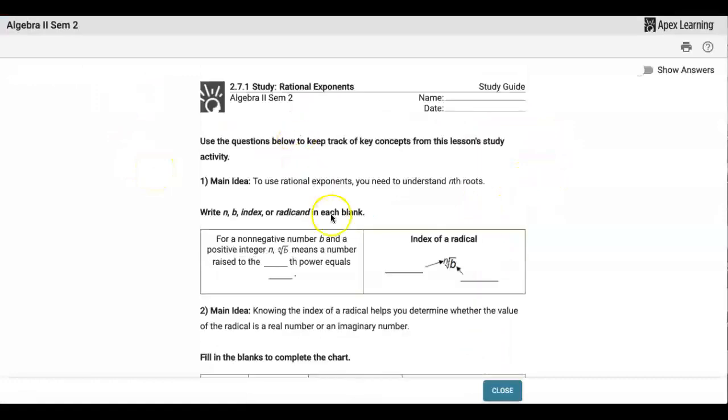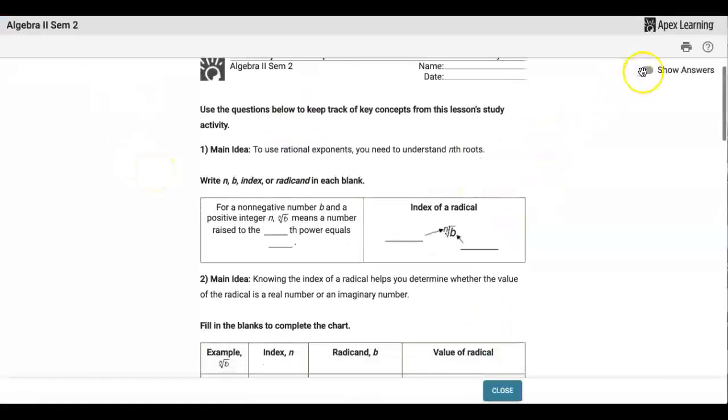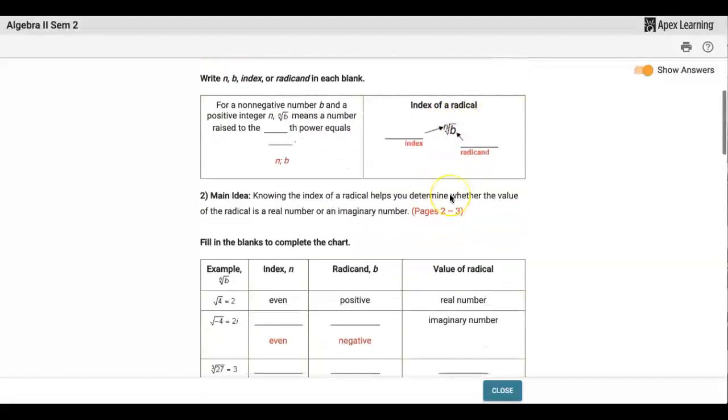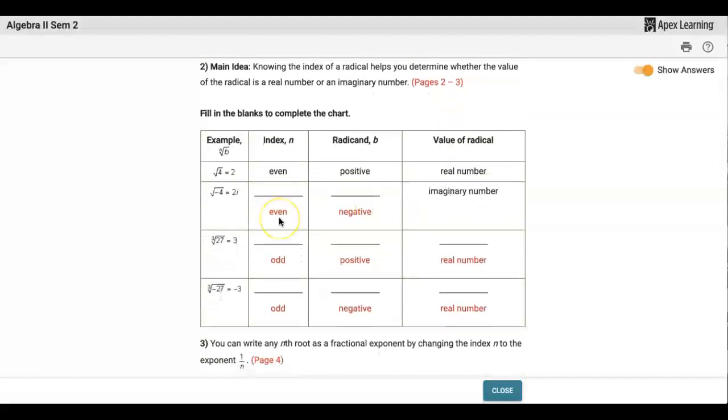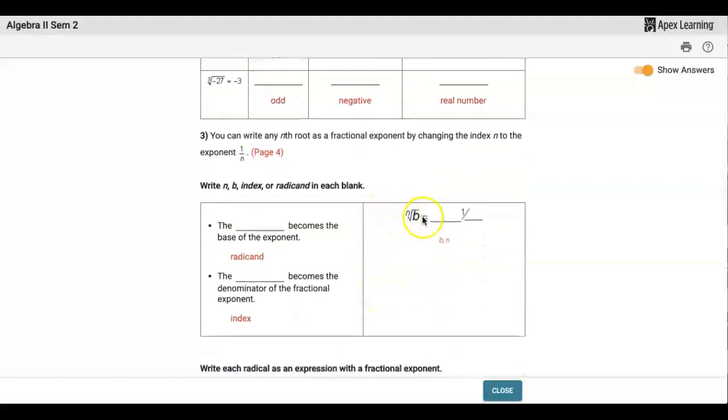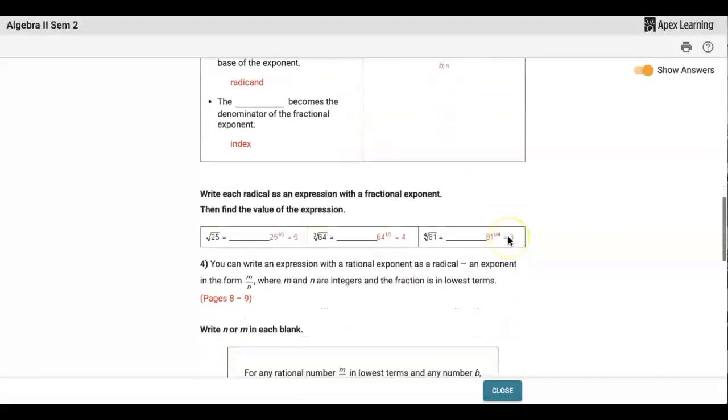Looking at our last study guide here, quickly. Again, understanding what the different parts are. You've got your index, you've got your radicand, which means that I can raise this to the 1 over n power. Understanding here that if I've got an even index, only positive radicands can be real numbers, but when I have an odd index, both positives and negatives can be real numbers. Again, writing the nth root of b is also like saying b to the power of 1 over n.